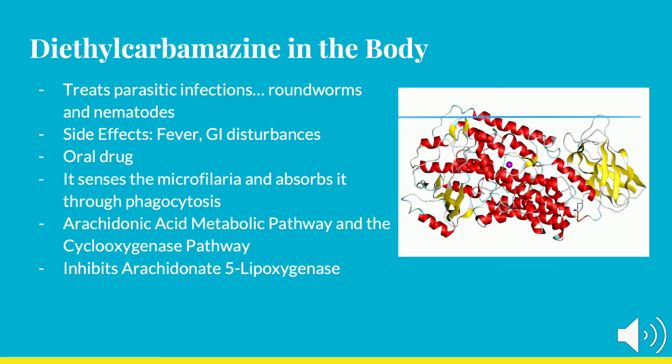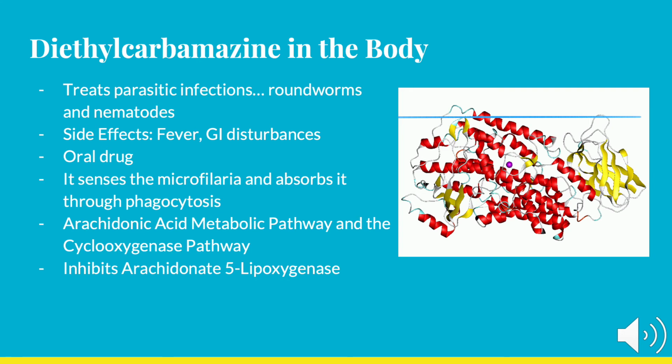Diethylcarbamazine is used to treat parasitic infections, specifically roundworms or nematodes. These specific parasites attack the lymph nodes and therefore the immune system as a whole. Side effects of diethylcarbamazine can include fever and/or gastrointestinal disturbances, and in very rare cases, brain disease can occur. It is taken orally, which means it is absorbed by the large intestine into the bloodstream.